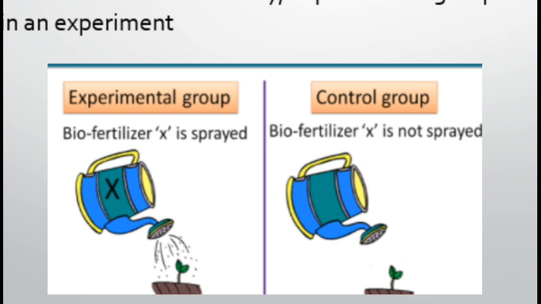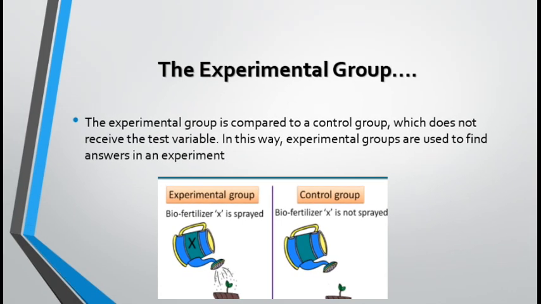So you have made two groups. In one group, you have given the biofertilizer X to the plant, and in another group you haven't. But you want to check whether it works or not. So you are manipulating the biofertilizer X group, which is sprayed, to see if it works or not. So that will be the experimental group because you're manipulating that group. And the control group is not manipulated like the experimental group.